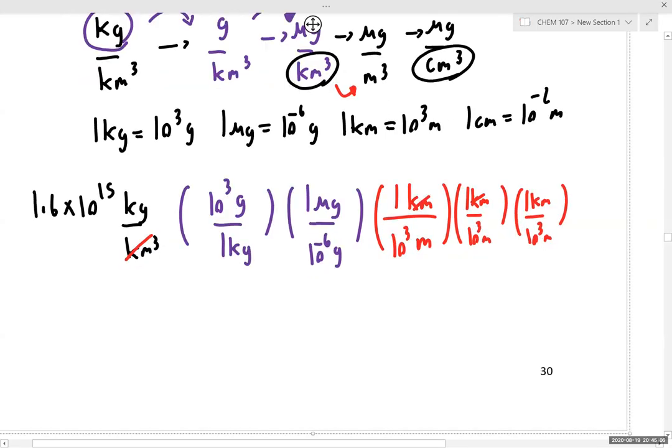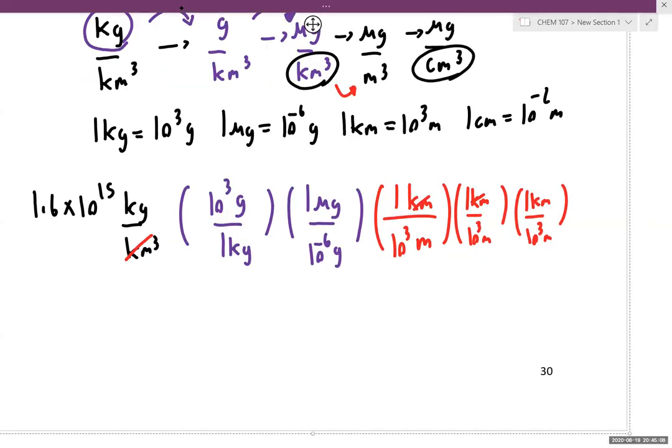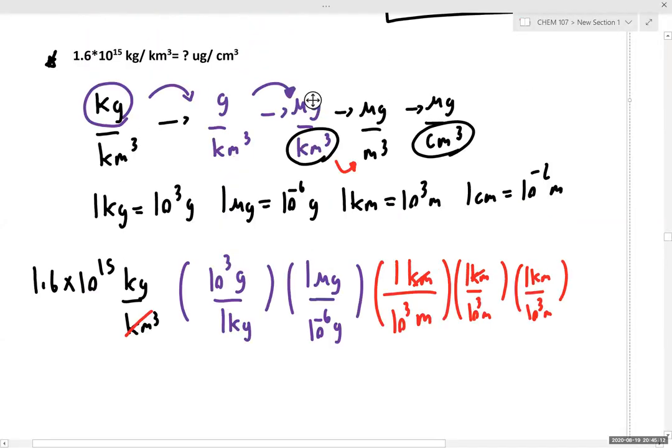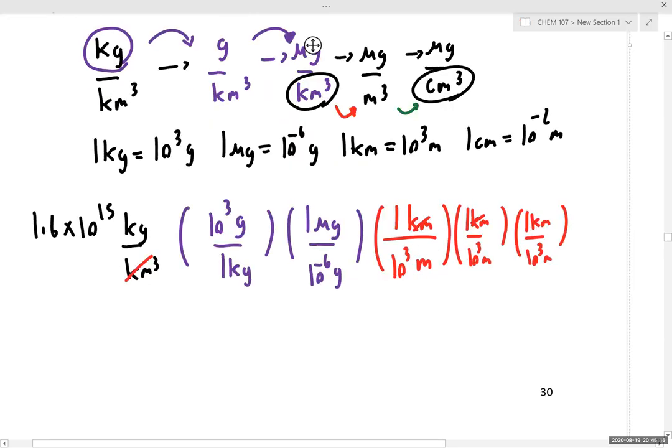Okay. Now for the final part of our conversion, we're going to need to go from meter cubed to centimeter cubed. So then we're going to put centimeter on bottom. So we know we have 10 to the negative 2nd meter per centimeter.